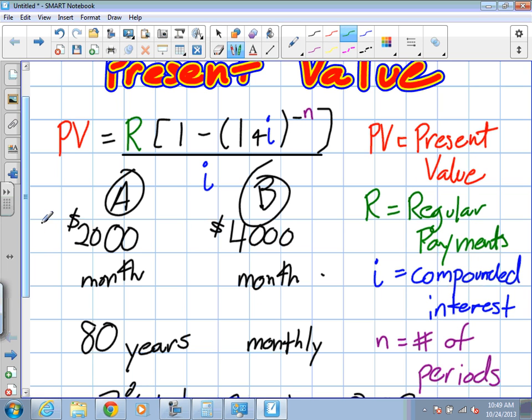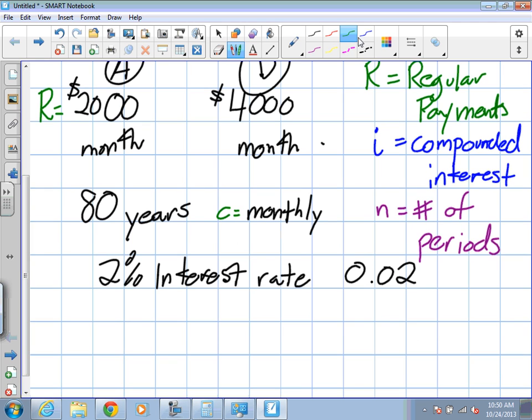In example A, our regular payments are $2,000. Our compounding period is going to be monthly, which is important because that's going to help us calculate I and N, if you guys remember from yesterday. In order to calculate I, we have to take the interest rate and divide it by the compound period. So R being our interest rate is 2%, and our compound period is monthly.